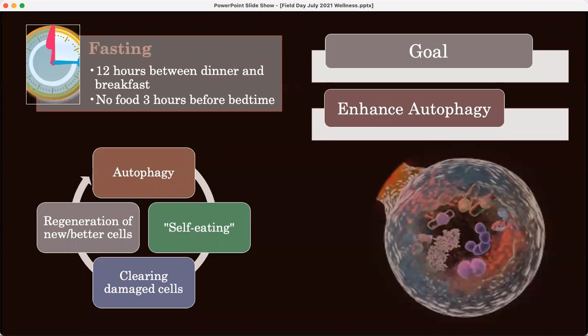So fasting is interesting. Fasting, a 12-hour fast between dinner and breakfast. The goal is to enhance autophagy, and autophagy is very interesting. It's a period of time when the body actually self-eats damaged, destroyed cells and recycles all those parts. So you get a regeneration of new and better cells, which is great for the reduction of potential cancers that may form from those cells.